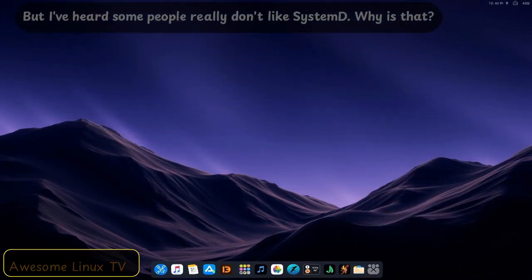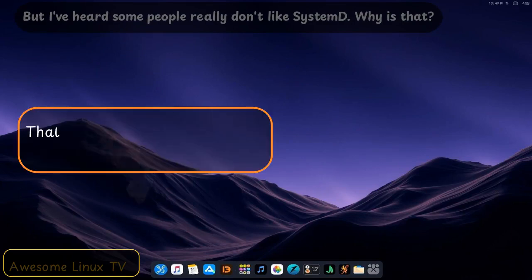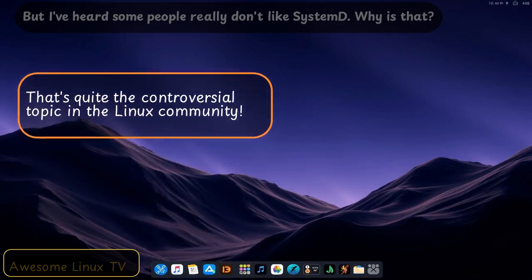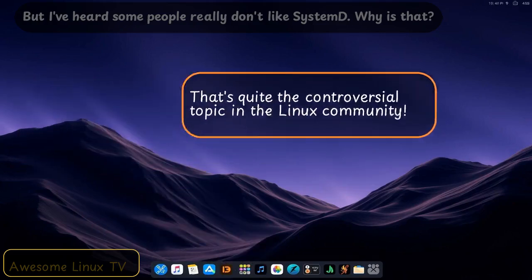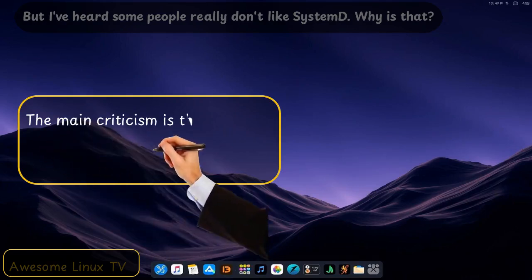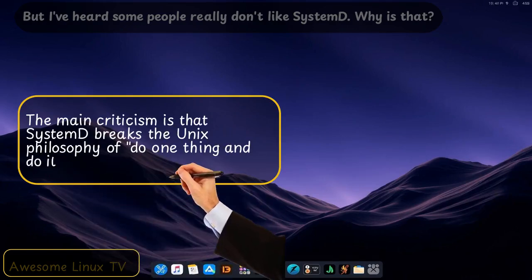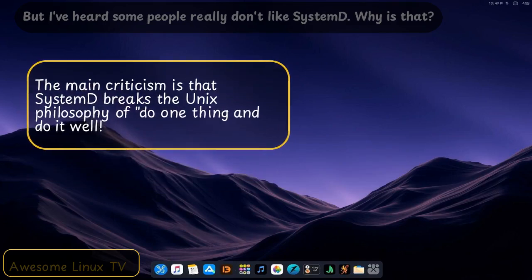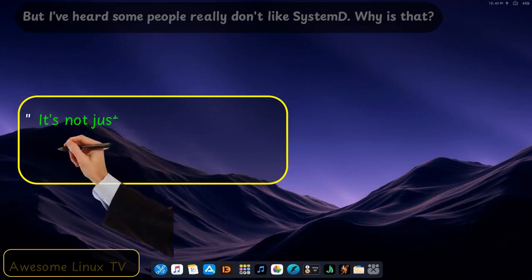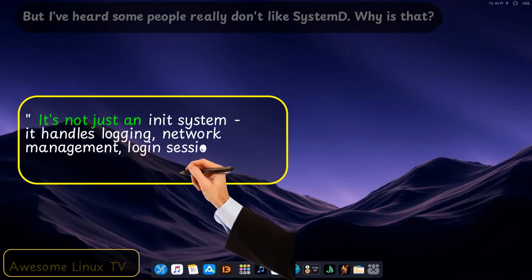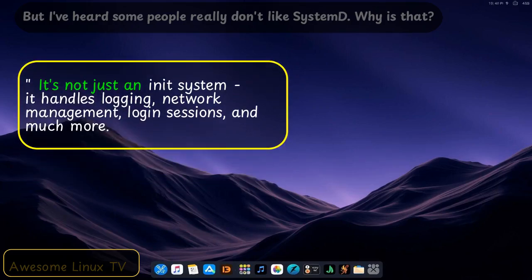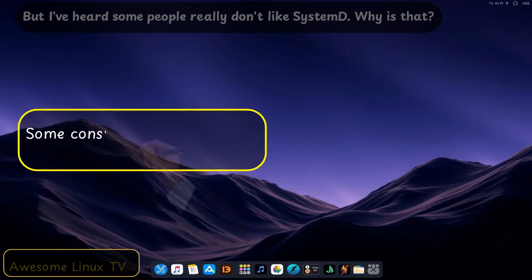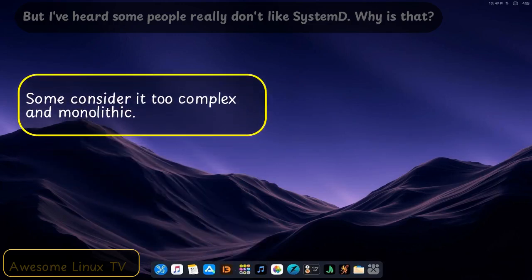But I've heard some people really don't like SystemD. Why is that? That's quite the controversial topic in the Linux community. The main criticism is that SystemD breaks the Unix philosophy of do one thing and do it well. It's not just an init system. It handles logging, network management, login sessions, and much more. Some consider it too complex and monolithic.